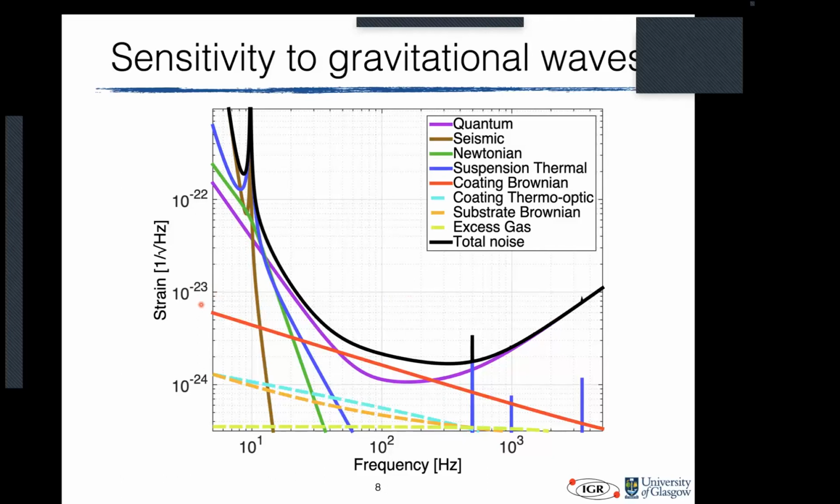All the noise sources here, I won't read them off, but I'll just highlight there are things like quantum noise, seismic noise, and different kinds of thermal noise, due to the material properties of the mirrors, of the very ultra high reflective coatings, and so on and so forth.